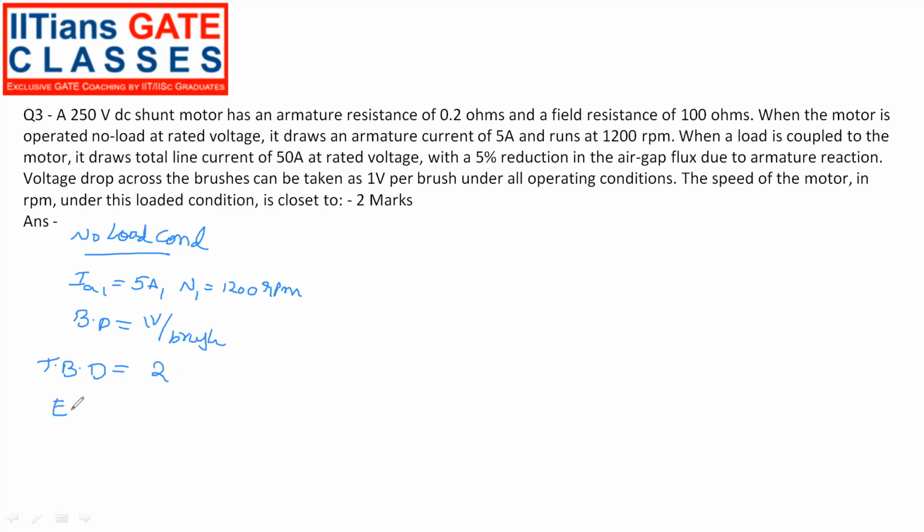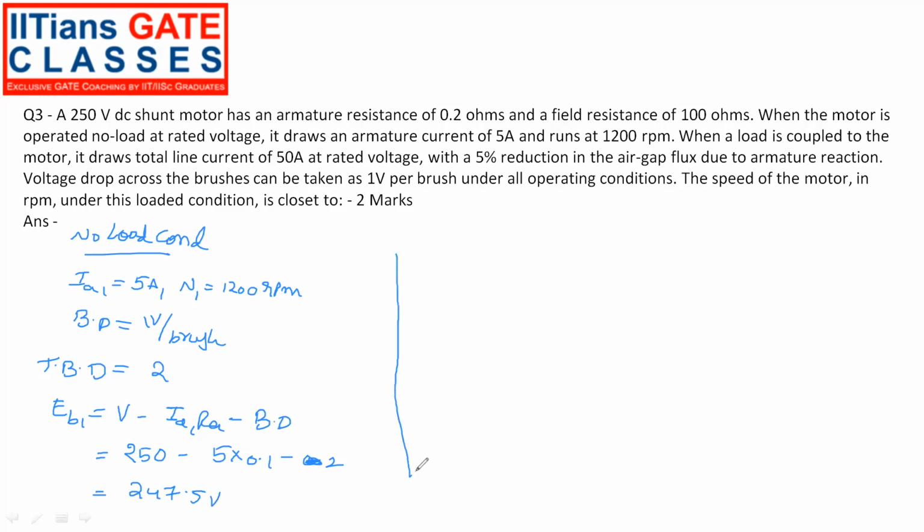Now let's find the back EMF, EB1. We know that for a motor, EB1 equals V minus IA1 RA, armature current into armature resistance, minus brush drop. So it is 250 minus 5 into 0.2, minus 2. So this will be 247 volts. So this is one case. Now we'll see the load condition.